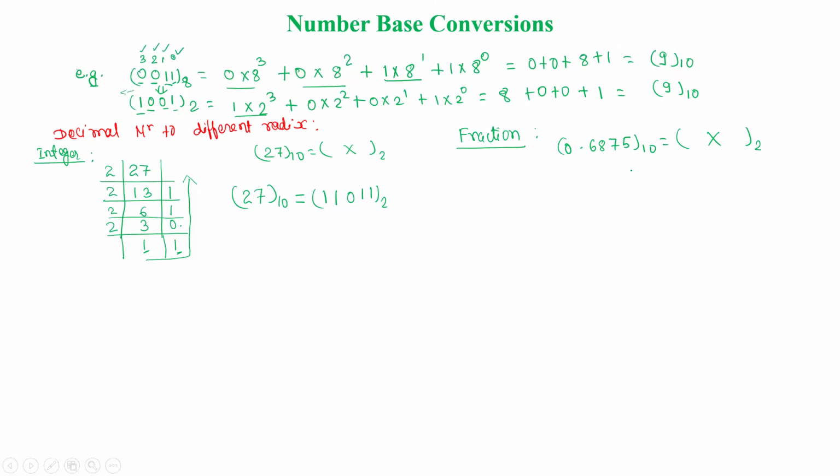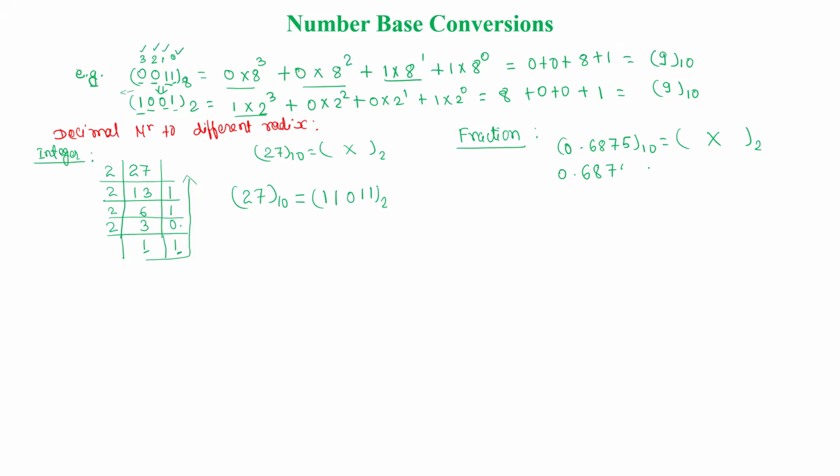And again, we write the new integer, and again we take the new fraction. This should be continued until the fraction becomes 0, if it is a finite number. If after 5 or 6 iterations the fraction part does not become 0, then after that we can write dot dot dot.